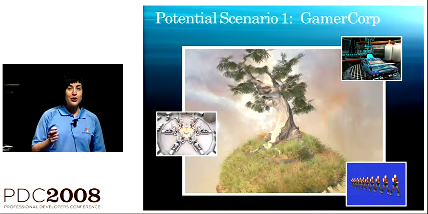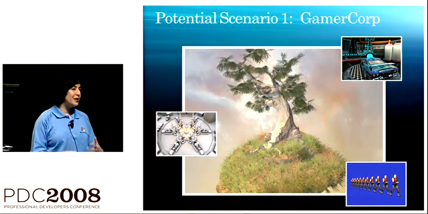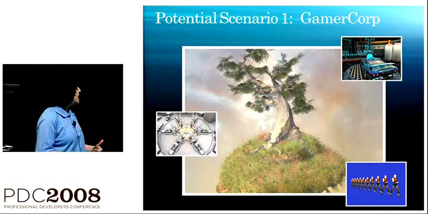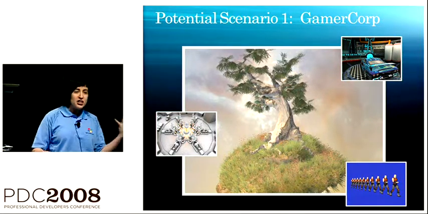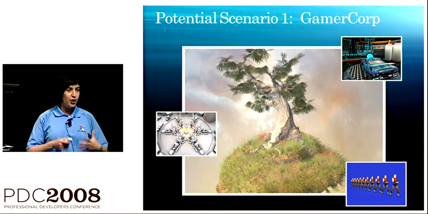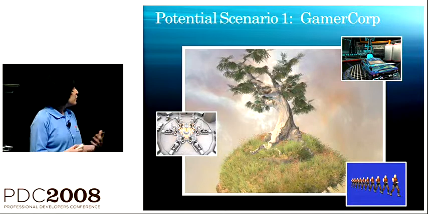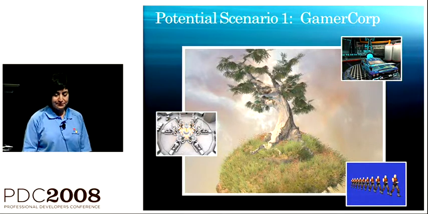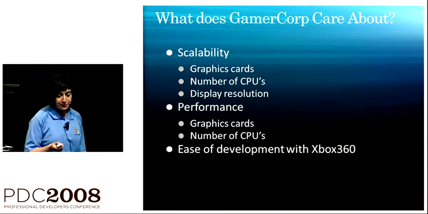So the scenario here that we're going to talk about is GamerCorp, right? GamerCorp have complex shaders. They have really complicated environments. They have animation going on, lots of characters running around, all this stuff happening. And of course, they want this to happen at interactive frame rates, which is upwards of 60 frames a second. So what are the kinds of things GamerCorp actually cares about?